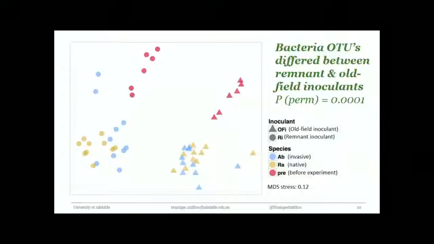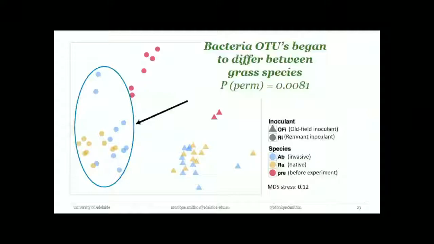But what we thought was really interesting is that the bacterial communities began to differ between the grass species. So in blue is when exposed to the invasive species, and in the orange colour is when exposed to the native species. And you can see that the bacterial communities are starting to separate after 4 months in this glasshouse experiment.